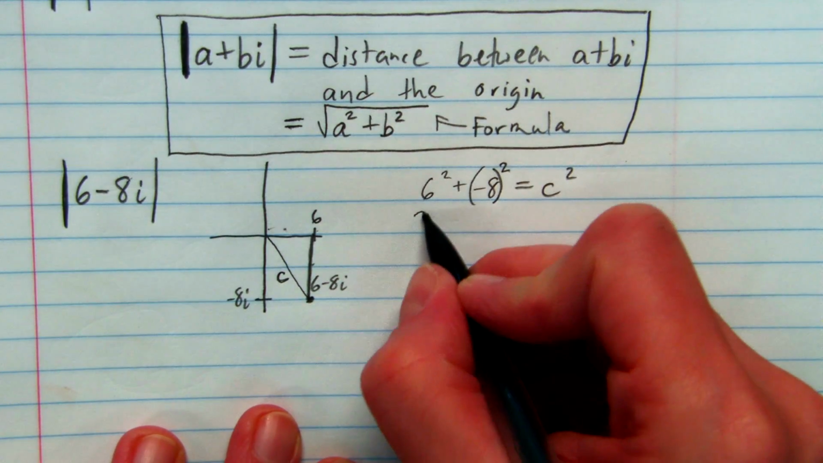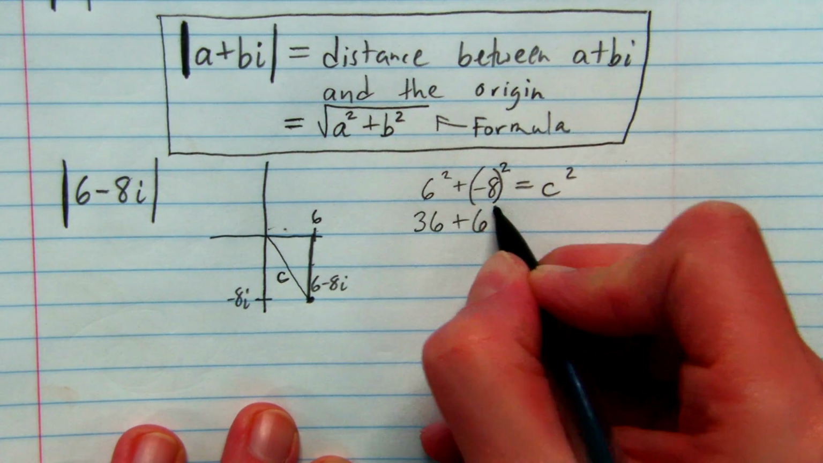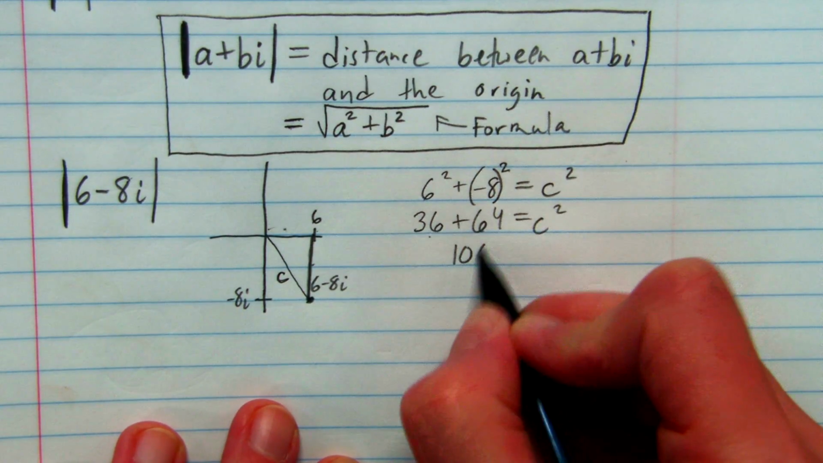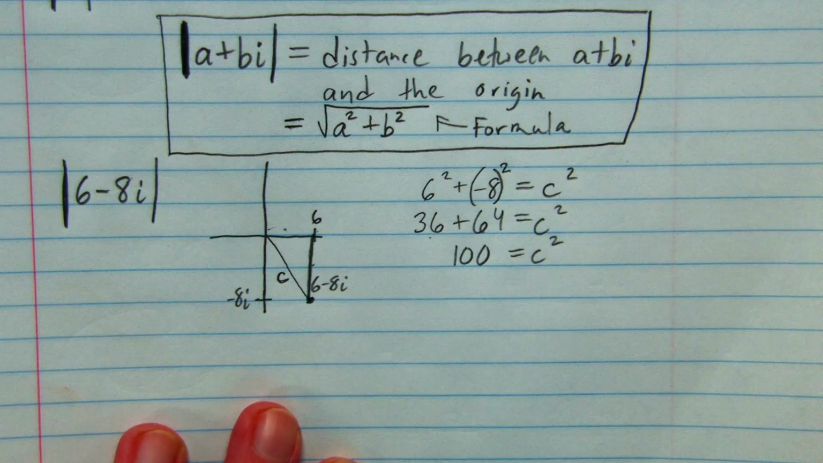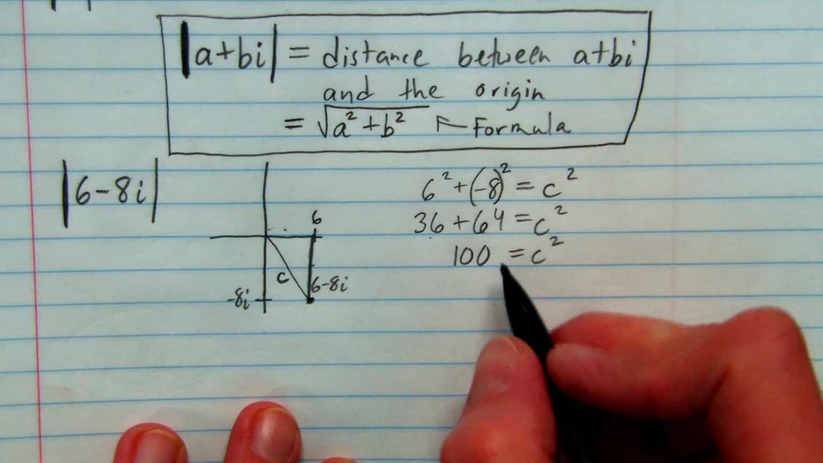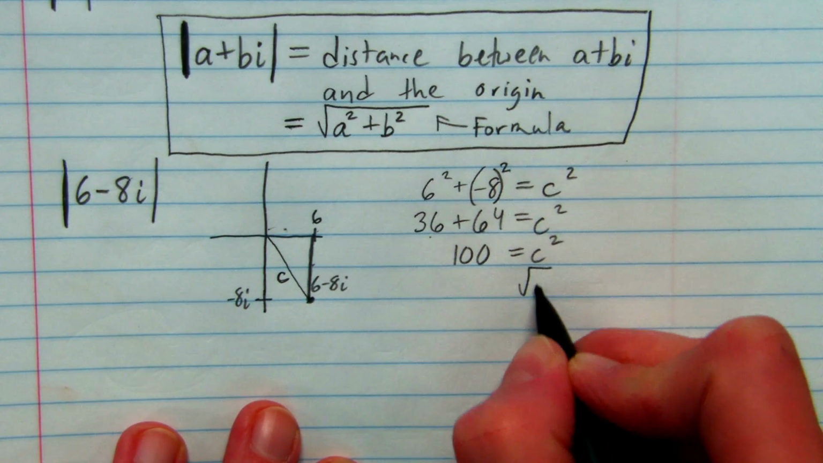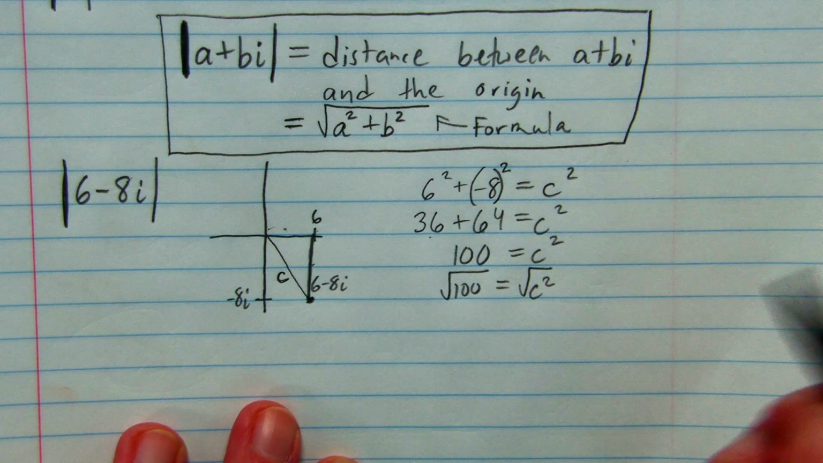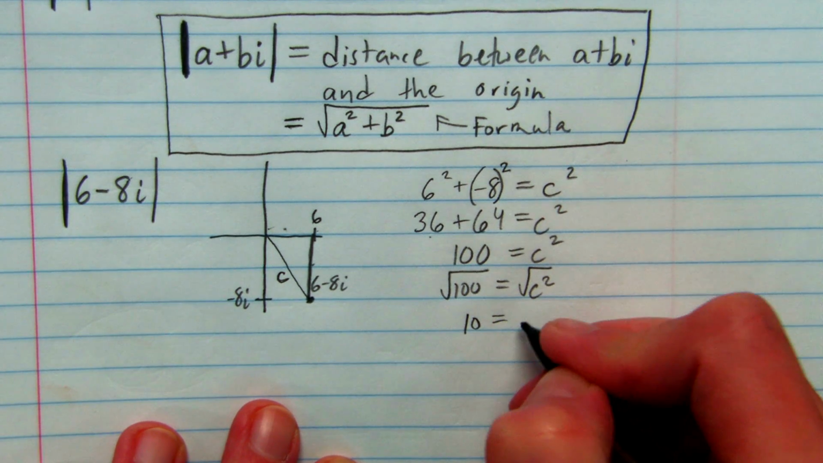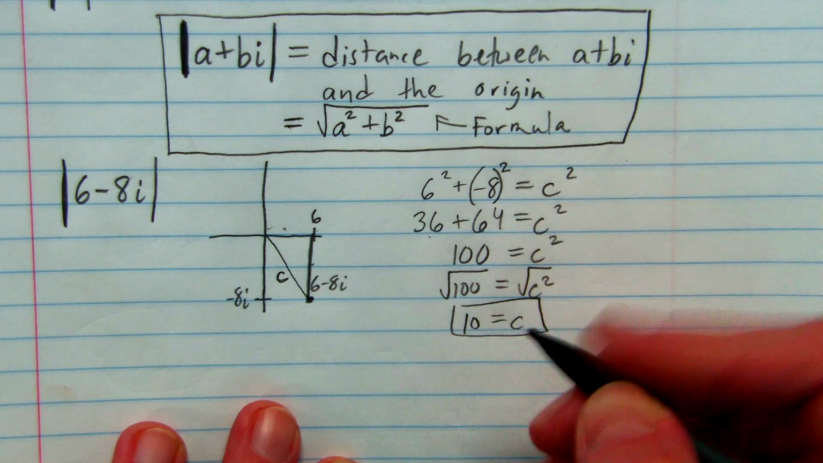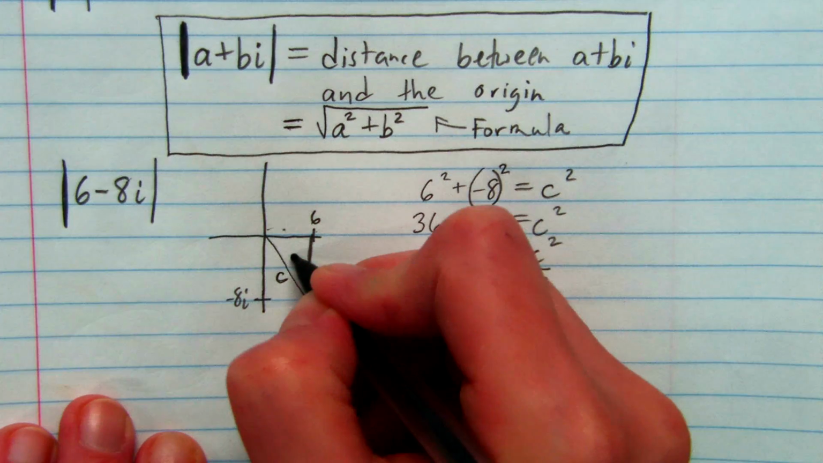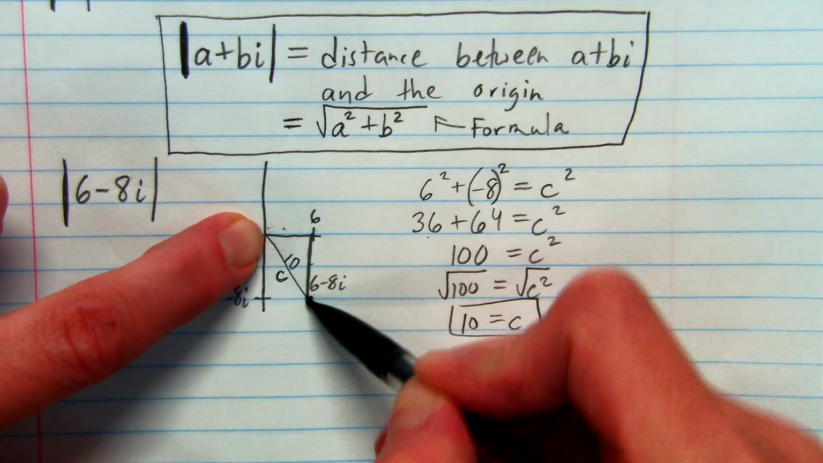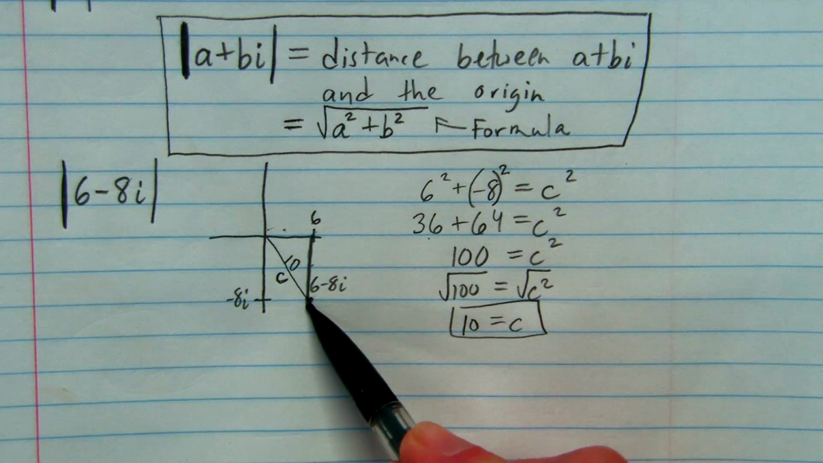So you're going to get 36 and 64, and you get C squared. 36 and 64 make 100. I made this one nice, so the numbers came out easy. And then we square root that. So what's the square root of 100? 10. So 10 then is that distance. And so that means it's 10 units between the origin and this point 6 minus 8i.